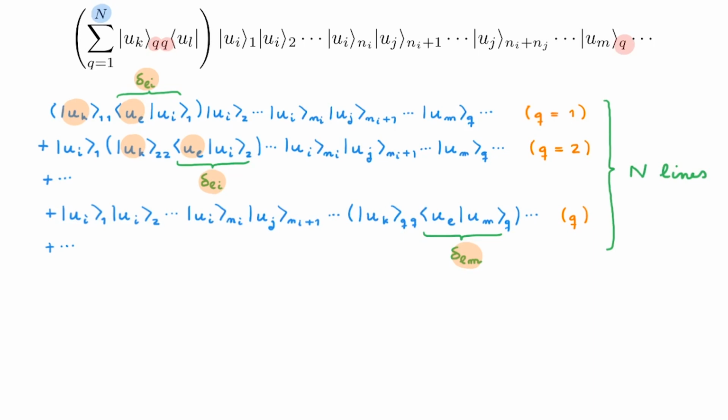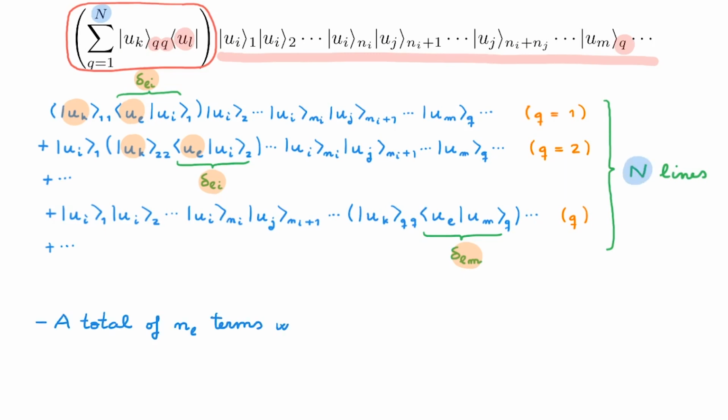As the operator we're acting with up here is acting with the UL term, then the Kronecker delta will not vanish for as many lines as we have UL terms in this sequence. The number of times the UL term appears in the sequence is precisely the occupation number NL. So of all these n terms, a total of NL terms will be non-zero.